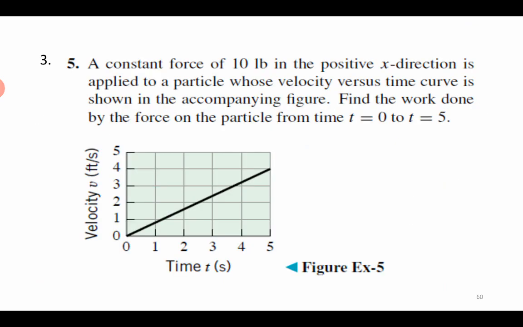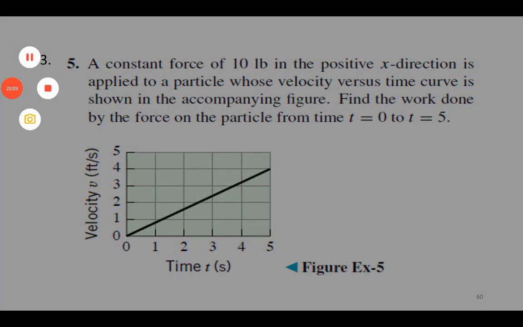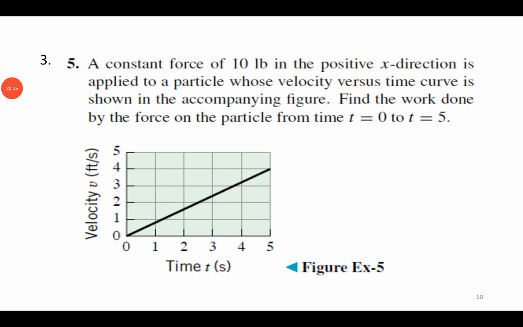Okay, let's go with the problem number 5. Constant force. The constant force 10 pound has been given in the positive x direction applied to the particle whose velocity has been given. What is the purpose of velocity? Okay, velocity v has been given.